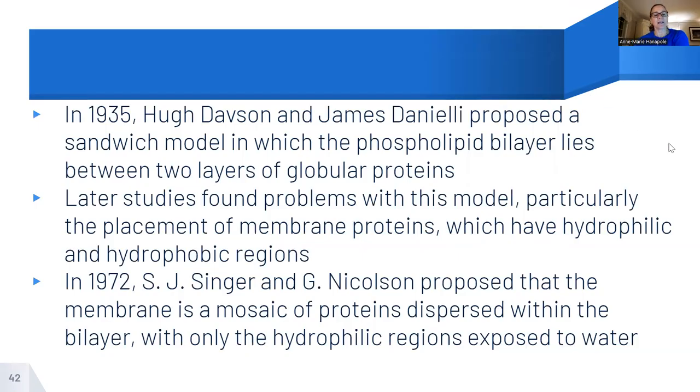Originally, scientists knew that cell membranes were made up of phospholipids and proteins, but they didn't really know exactly the structure. So in 1935, Davson and Danielli proposed a sandwich model, and they believed that the phospholipids were in between layers of globular proteins. But later studies found that that wasn't quite right. And so in 1972, Singer and Nicolson proposed what is now believed to be the correct structure of the membrane, which is the fluid mosaic model.